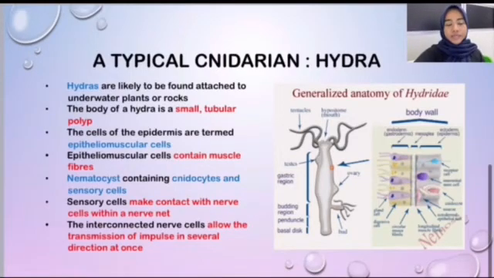The cells of the epidermis are termed epitheliomuscular cells, and they contain muscle fibers. Nematocysts contain cnidocytes and also sensory cells. Sensory cells make contact with nerve cells within a nerve net. The interconnected nerve cells allow the transmission of impulses in several directions at once. And in the diagram, we can see the anatomy of hydra.